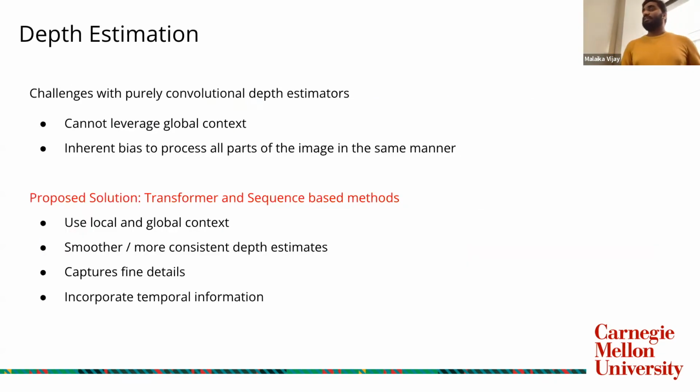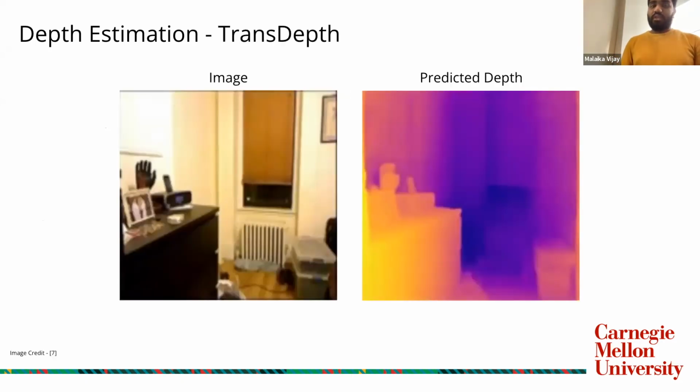So one of the major factors for these failure cases can be owed to the fact that we use a purely convolutional depth estimation, which cannot leverage any kind of global context. Also, it has an inherent bias to process all parts of the image in the same manner, irrespective of their absolute location. So what we propose is a transformer/sequence-based method, which not only uses local and global context, but also provides smoother and more consistent depth estimations, captures finer details, and we also try to incorporate some temporal information into our model. So we plan to use an attention-based model called TransDepth.